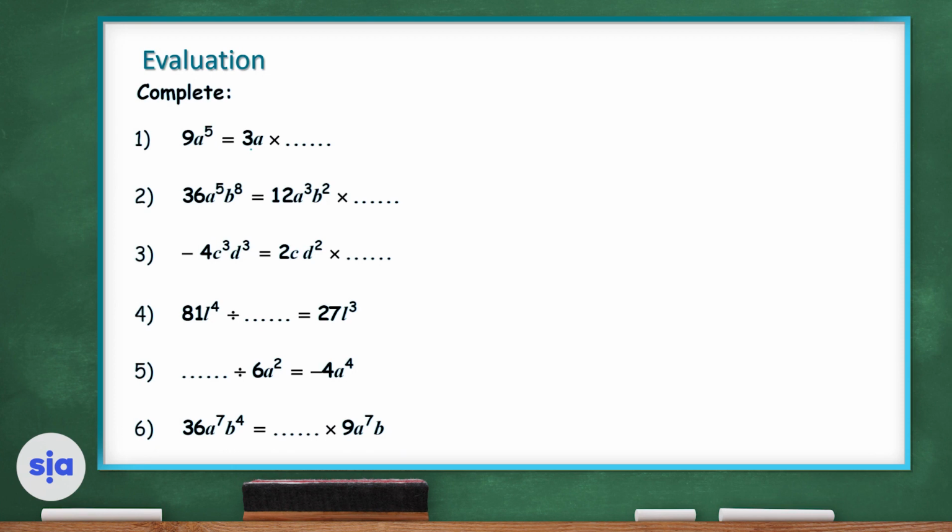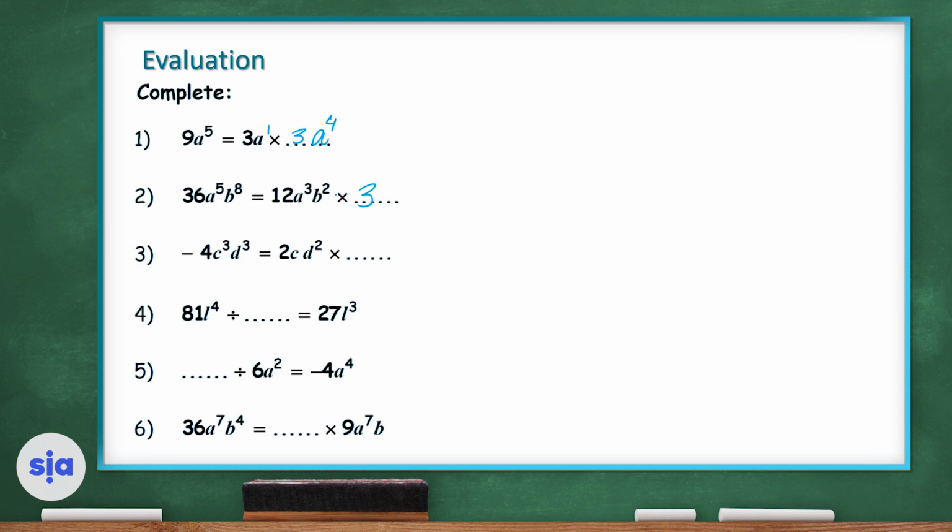Let's now go to the evaluation part. Dear students, pause the video, answer the questions, then check the answer by playing the video again. 3a times what equals 9a to the power of 5? 3 times what equals 9? It's 3. And then a to the power of 1 times a to the power of 4 is a to the power of 5. 12 times what equals 36?